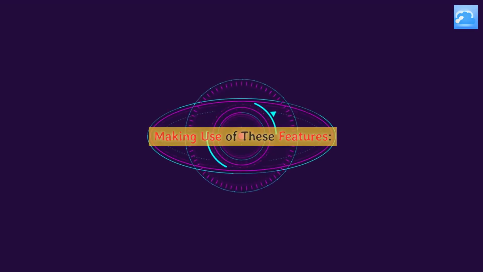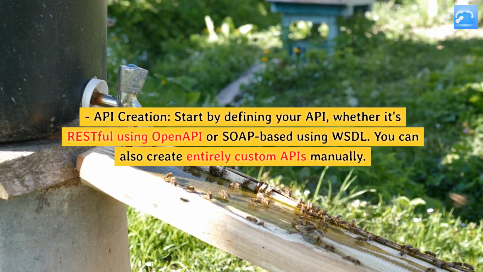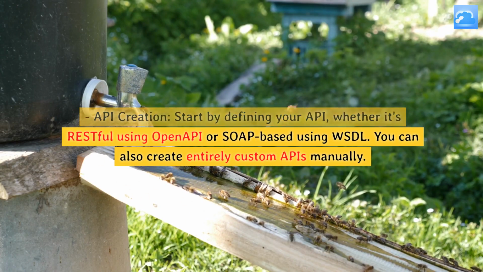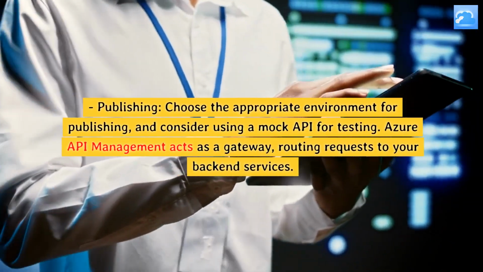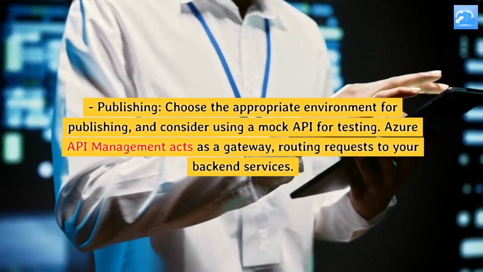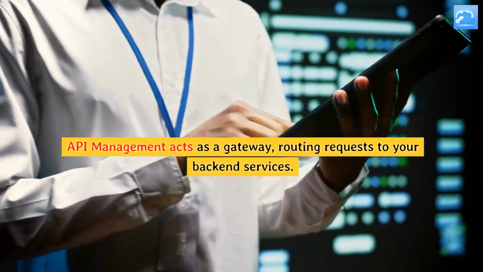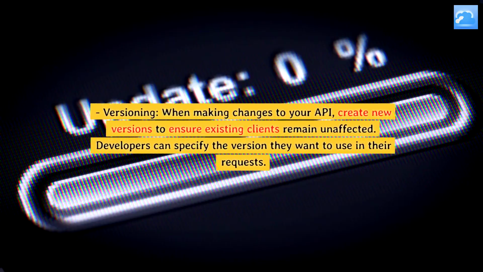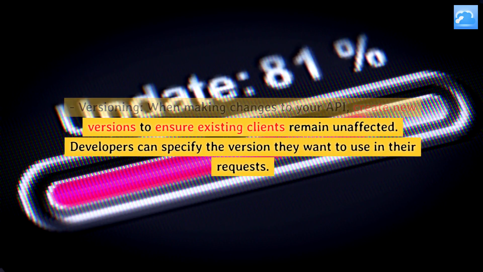Making use of these features. API creation. Start by defining your API, whether it's RESTful using OpenAPI or SOAP-based using WSDL. You can also create entirely custom APIs manually. Publishing. Choose the appropriate environment for publishing, and consider using a mock API for testing. Azure API Management acts as a gateway, routing requests to your backend services. Versioning. When making changes to your API, create new versions to ensure existing clients remain unaffected. Developers can specify the version they want to use in their requests.